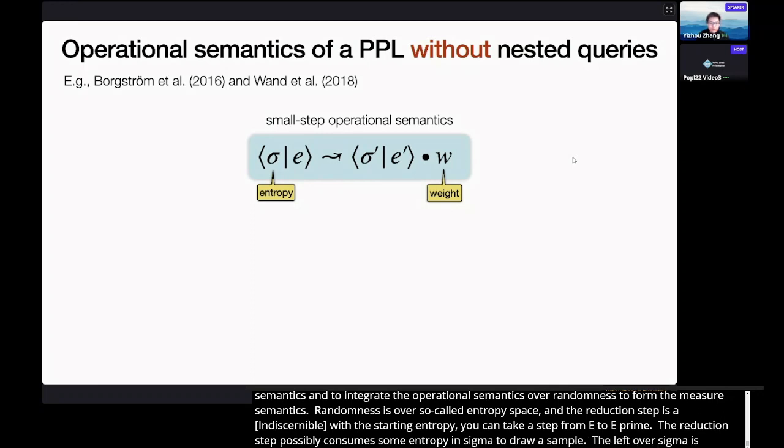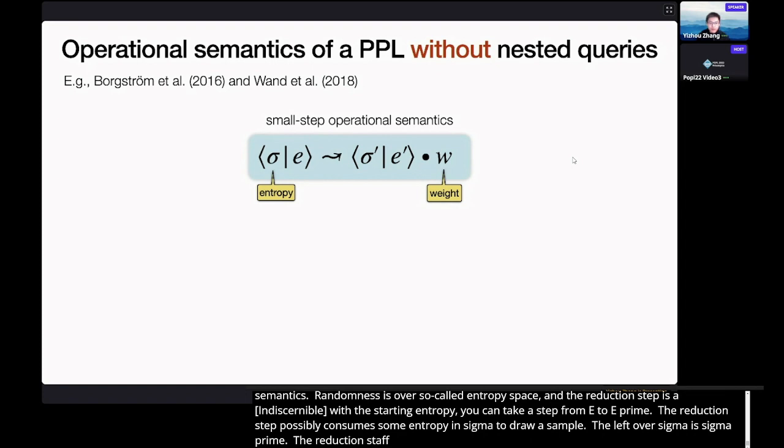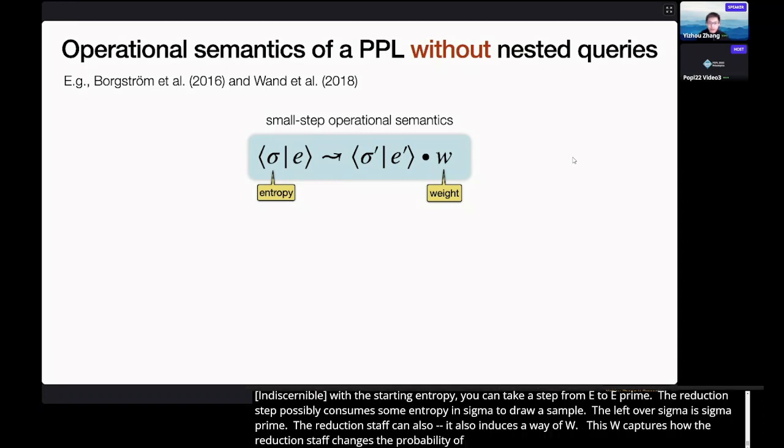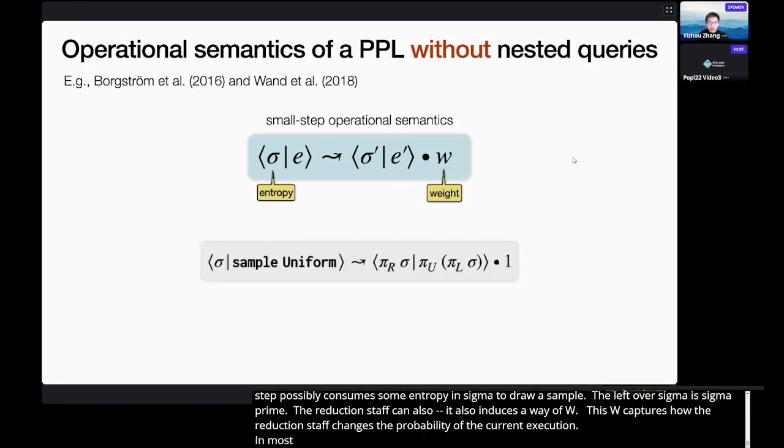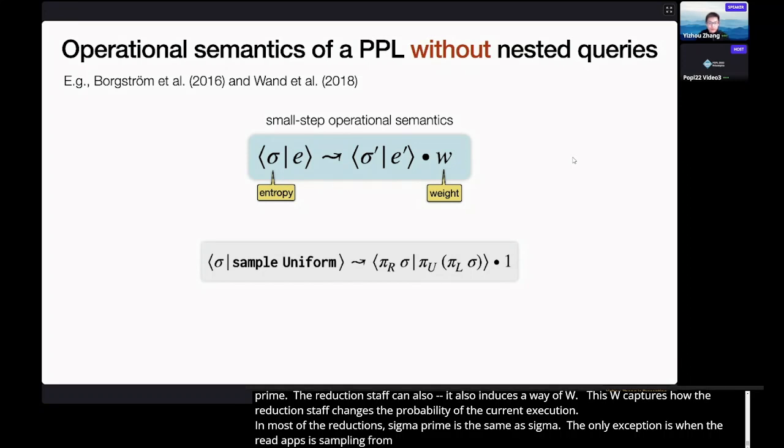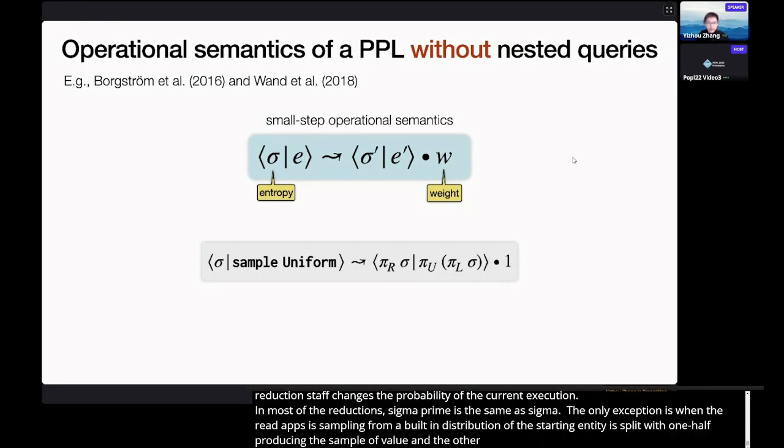The reduction step also induces a weight factor W. This W captures how the reduction step changes the probability of the current execution. In most reductions, sigma prime is the same as sigma. The only exception is when the redex is sampling from a built-in distribution. The starting entropy sigma is split, with one half producing the sampled value and the other half providing entropy for subsequent evaluation.